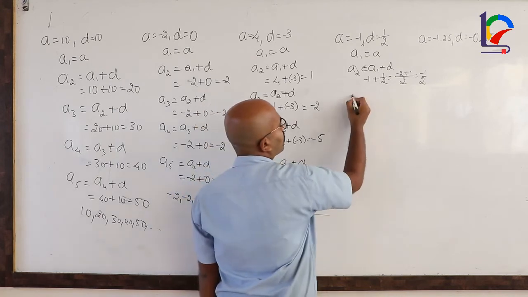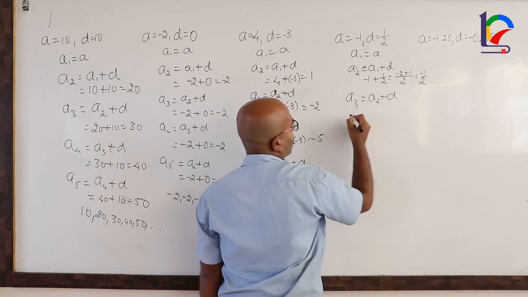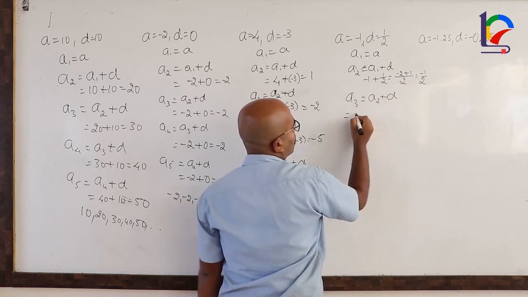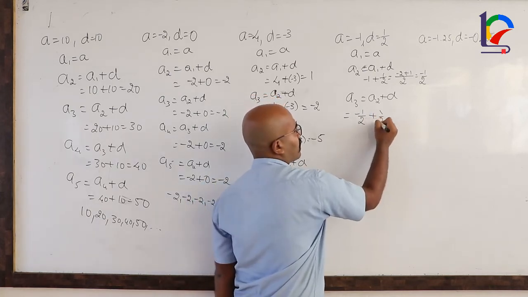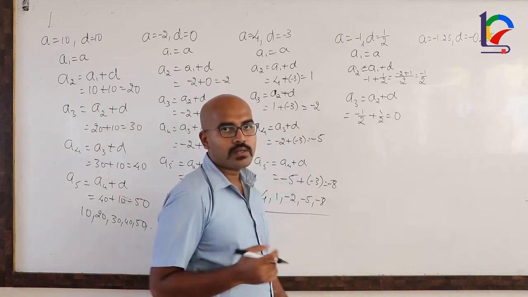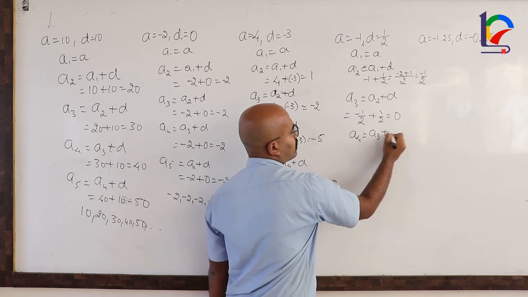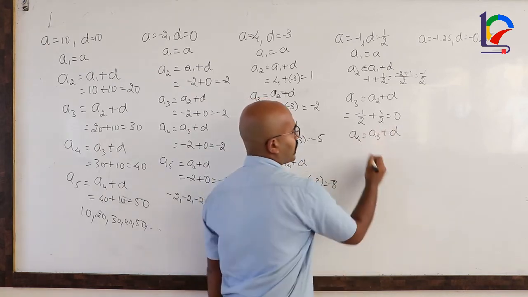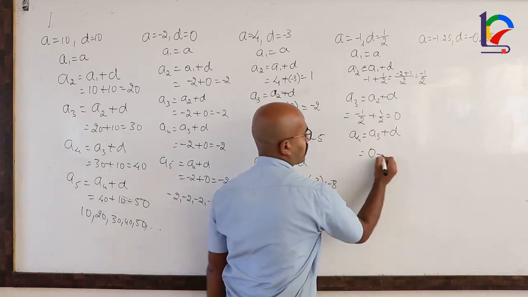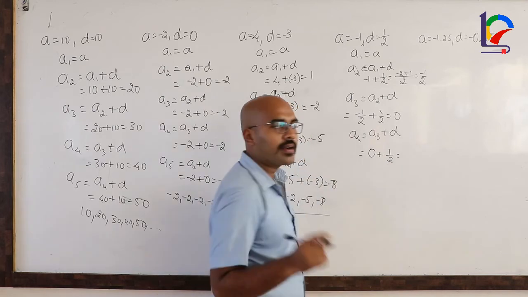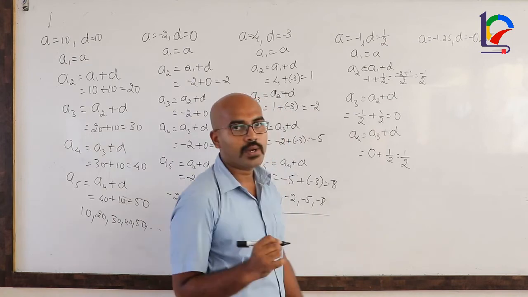So similarly, A3, second term plus the common difference. What is the second term? It is minus 1 by 2. What is the common difference? It is 1 by 2. So 1 by 2 plus 1 by 2 is 0. So similarly, fourth term, third term plus the common difference. What is third term? 0. What is the common difference? It is 1 by 2. So when you add 1 by 2 to 0, it will be 1 by 2.